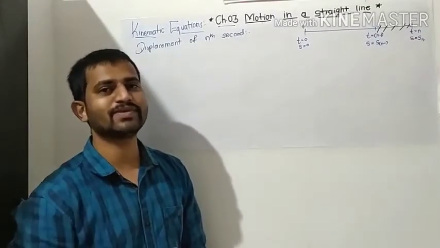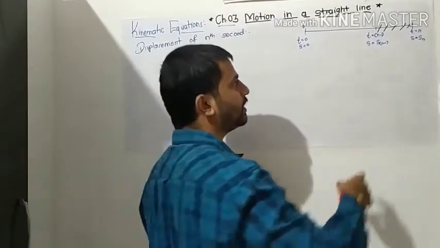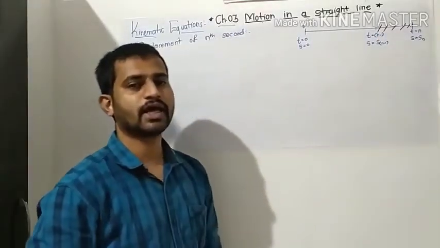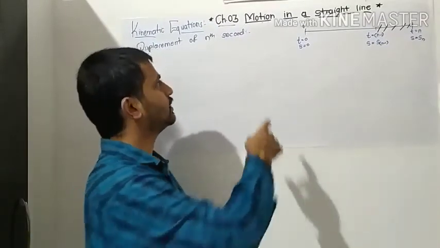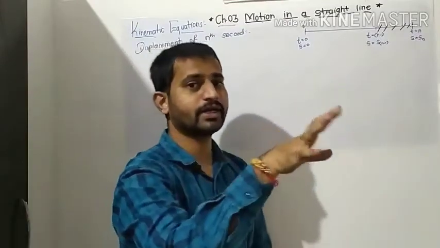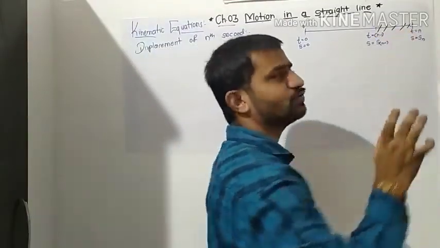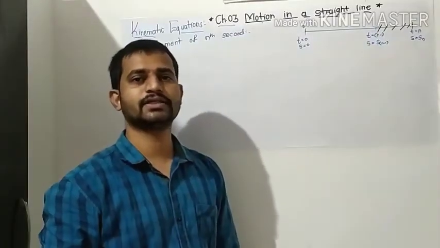How much will be the displacement during this duration? For that the time period will be t is equal to n minus 1 to t is equal to n. We are considering the nth second, so we have completed t is equal to n and n minus 1, and during this period how much will be your displacement? That will be your displacement for the nth second.